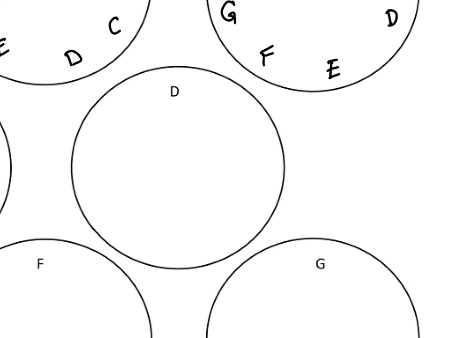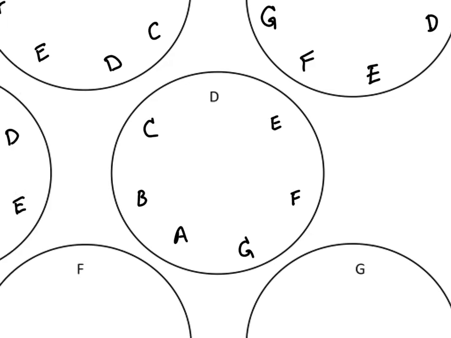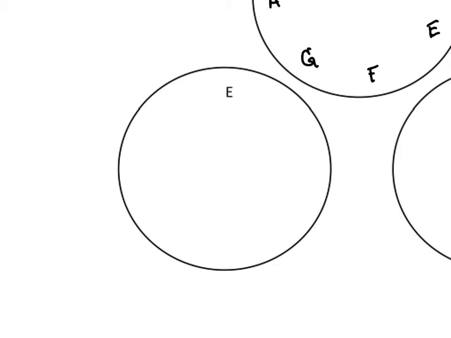Now on the next one, D, let's go up in pitch, or clockwise. So here's D, E, F, G, A, B, C, and there's D. Going up in pitch 1 octave: D, E, F, G, A, B, C, D. And this will also start to make more sense when we begin to look at it on notation.